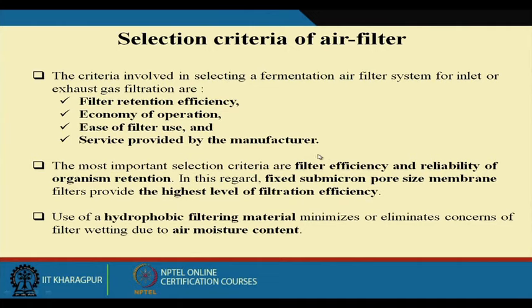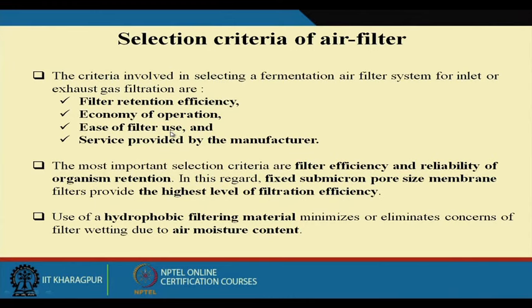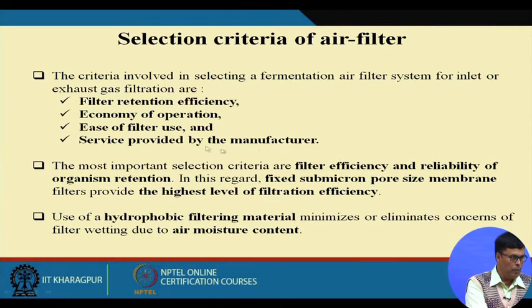Now the question comes, what are the selection criteria for choosing an air filter? There are several selection criteria through which we can select the air filter. One is the filter retention efficiency. What is the efficiency of the filter? This plays a very important role. Then economy of the operation, because how much money we are going to spend. Ease of filter use, how easily we can use the filter. And service provided by the manufacturer. These are very important factors that affect the selection of the air filter.